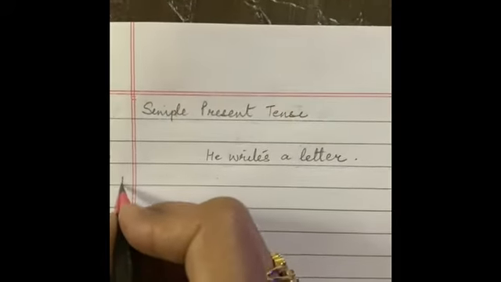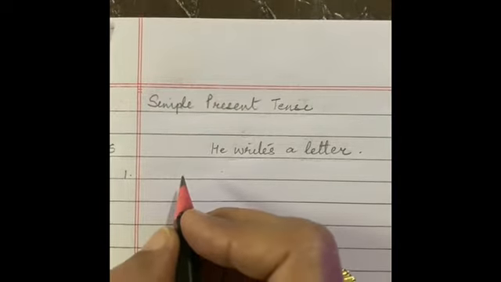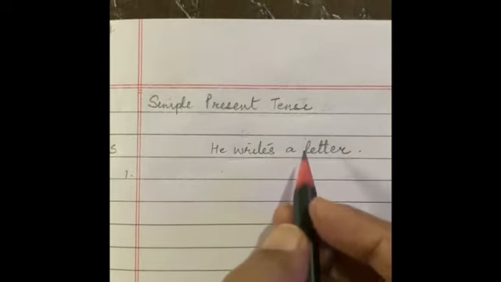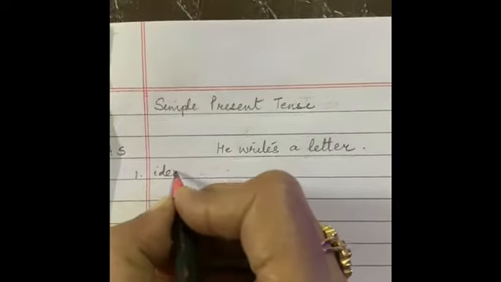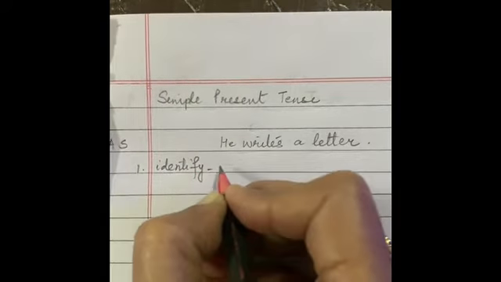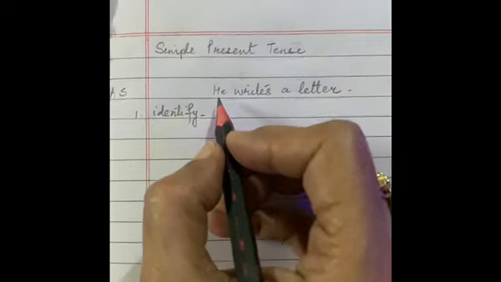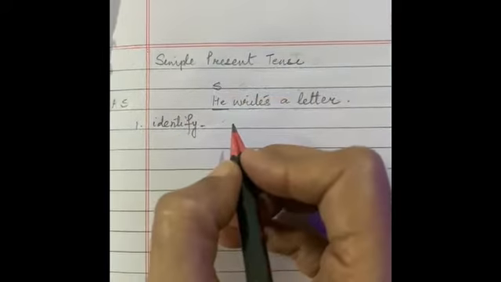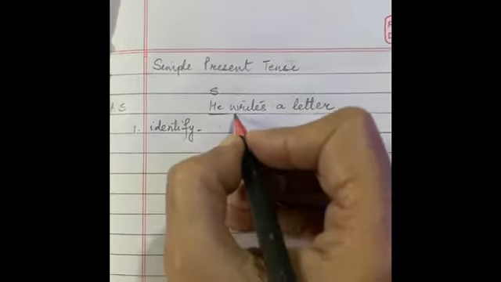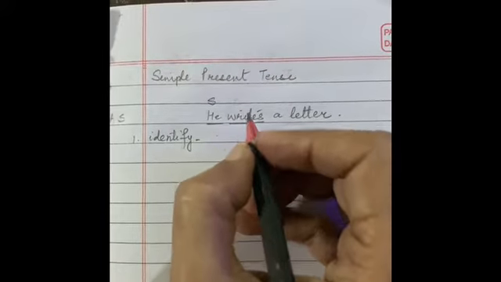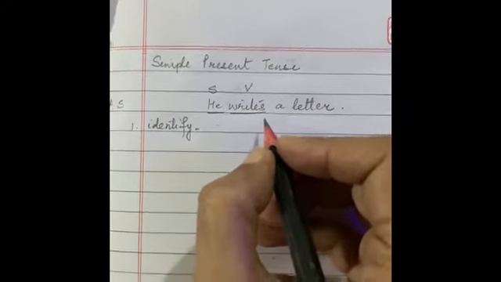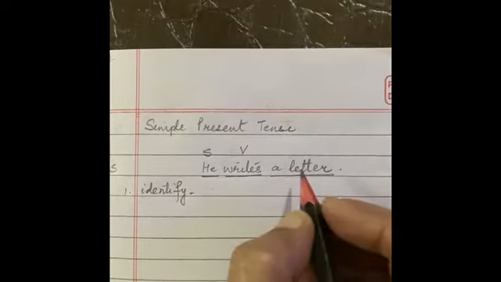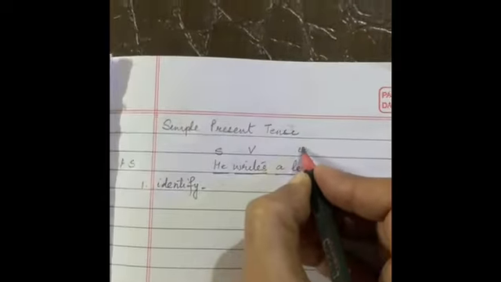So, step number 1 is to identify the subject, the object, and the main verb in the sentence. So, who is doing the action? It is he. So, he is the subject. And what is the action performed? It is of writing. So, writes. It is a verb. And now, on what the action is performed? On a letter. So, a letter is the object.